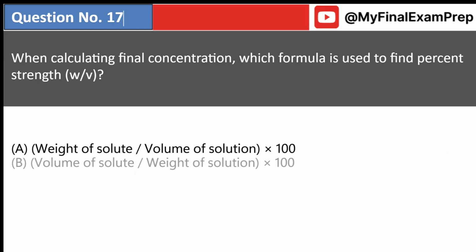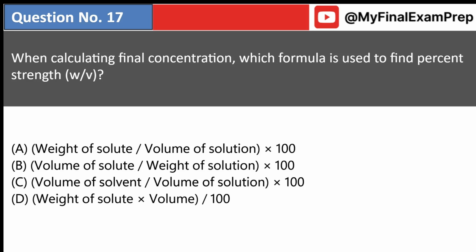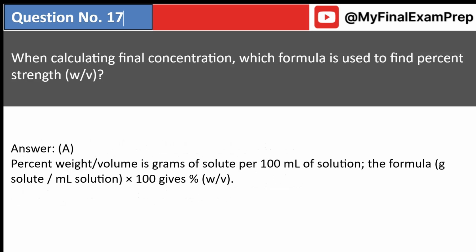When calculating final concentration, which formula is used to find percent strength, w/v? A. Weight of solute/volume of solution, times 100. B. Volume of solute/weight of solution, times 100. C. Volume of solvent/volume of solution, times 100. D. Weight of solute times volume/100. Answer A. Percent weight/volume is grams of solute per 100 milliliters of solution. The formula, g solute/mL solution, times 100 gives percent w/v.